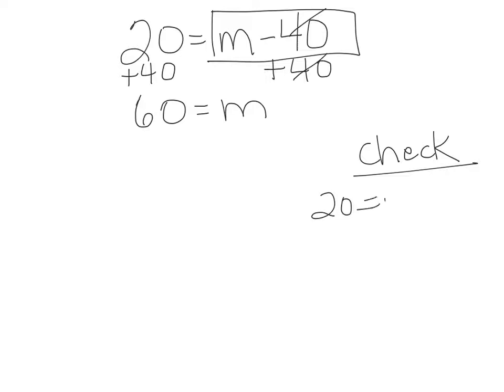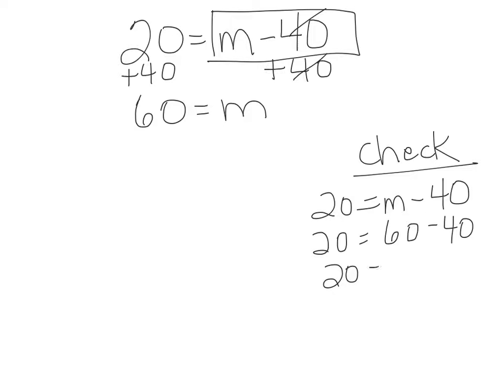20 equals m minus 40. You must rewrite this exactly as it is. Now we're going to substitute the 60 in for m. We have 20 equals 60 minus 40, which does equal 20, so this is a proper check.